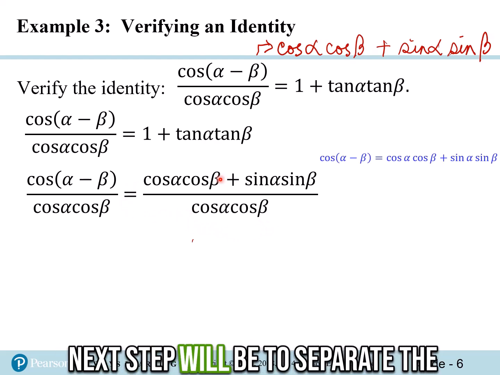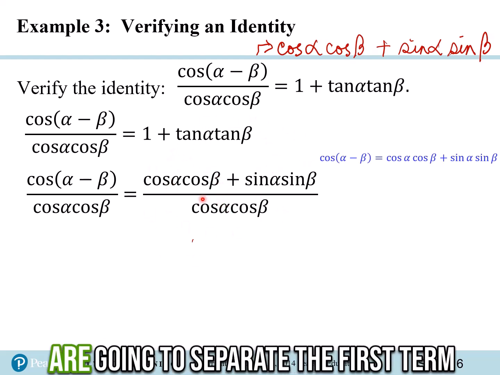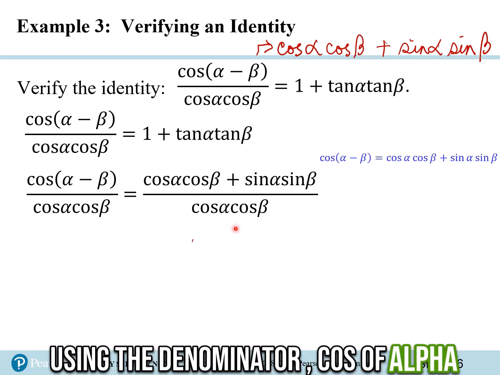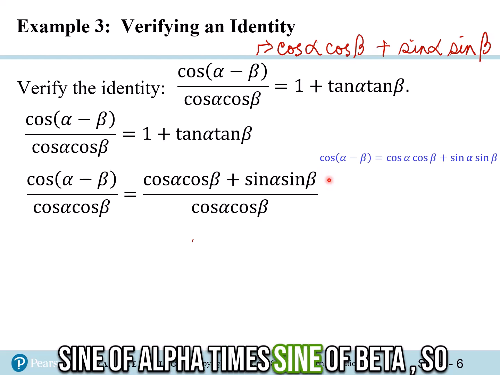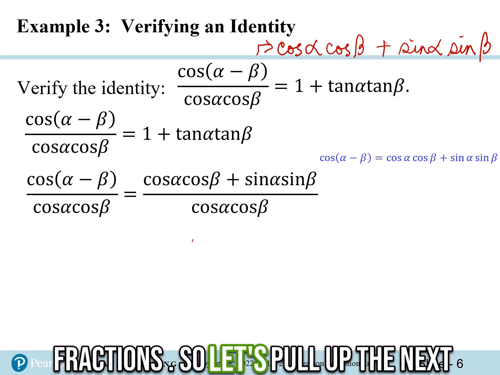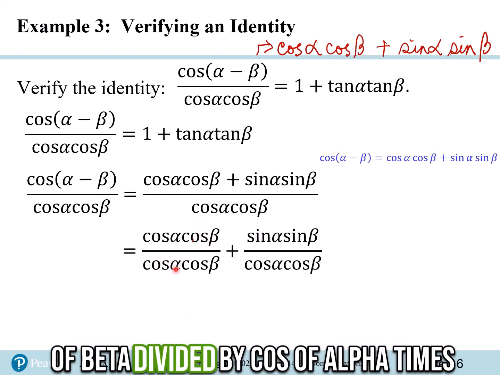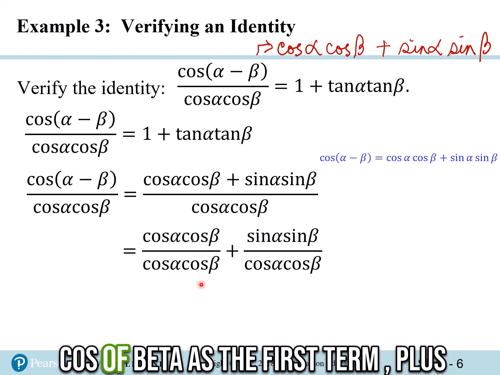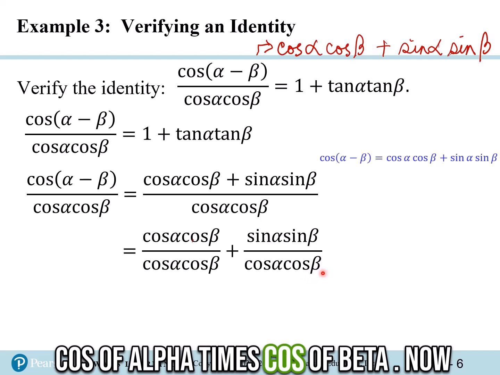The next step will be to separate the two terms in this fraction. We are going to separate the first term using the denominator cos of alpha times cos of beta, and the same for sine of alpha times sine of beta, so that they are two separate fractions. So let's pull up the next step. We have cos of alpha times cos of beta divided by cos of alpha times cos of beta as the first term, plus sine of alpha times sine of beta divided by cos of alpha times cos of beta.